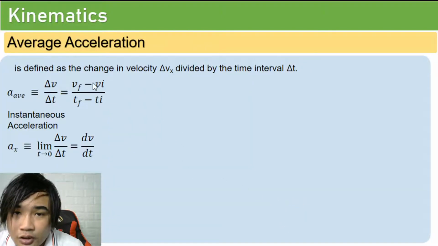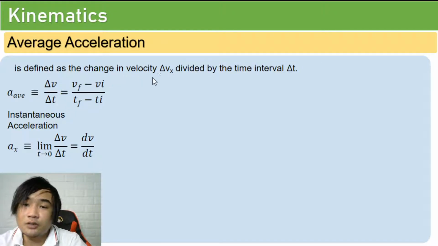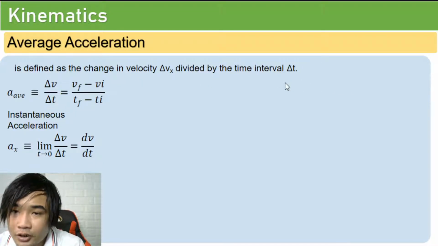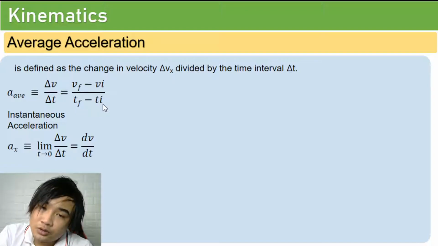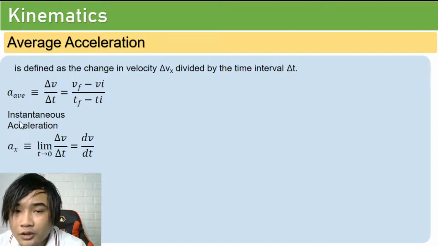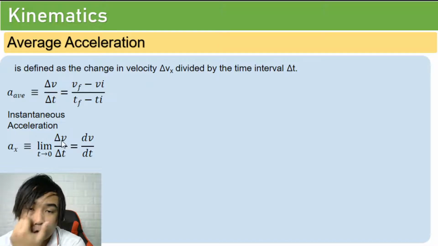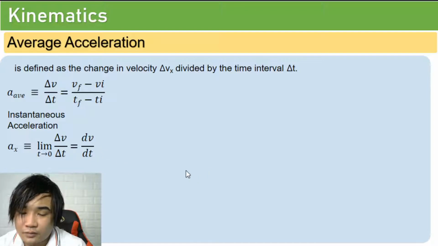So, meron tayo dito ang average acceleration. So, is defined as change in velocity divided by time interval. So, dito, meron tayong delta V, delta T. So, yung formula na yan, final velocity minus initial velocity divided by final time minus initial time. So, kapag instantaneous acceleration naman, ganun ulit, Ax is equal to the limit of, ito pa rin, maging dv over dt na siya.